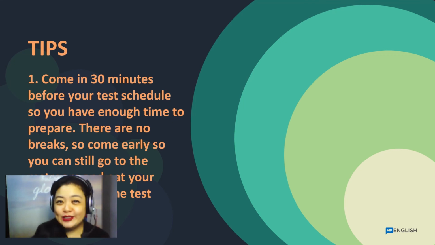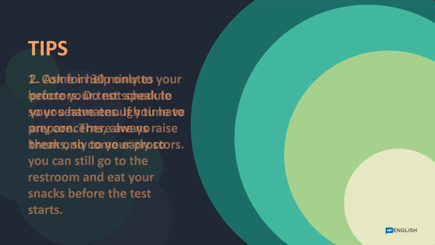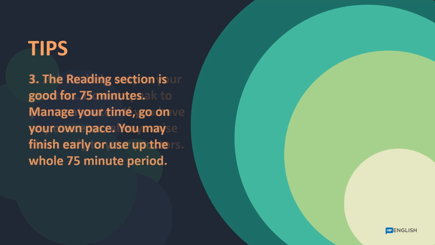So that concludes our discussion for the text completion for the reading section of the TOEIC test. Before we end this video, let me do a quick recap. Number 1, come in 30 minutes before your test schedule so you have enough time to settle and to prepare. Number 2, ask help only from the proctors. If you're taking the online version of the TOEIC listening and reading test, please make sure you take screenshots and you file a technical report.